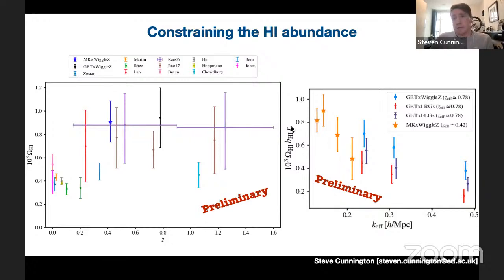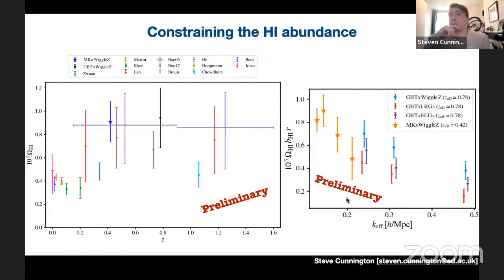But what's really interesting about this constraint is that what we're actually sensitive to is all the parameters that affect the amplitude. So that will also be the H1 bias and also the cross-correlation coefficient as well. And what we find is if we do some scale cuts to the data, we actually change the effective amplitude that we fit for. So this quantity changes according to scale.